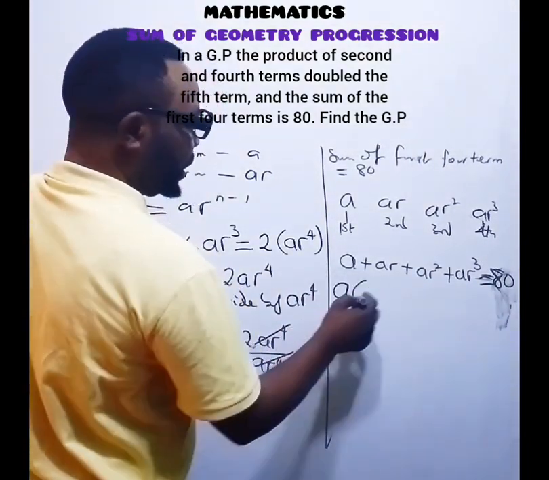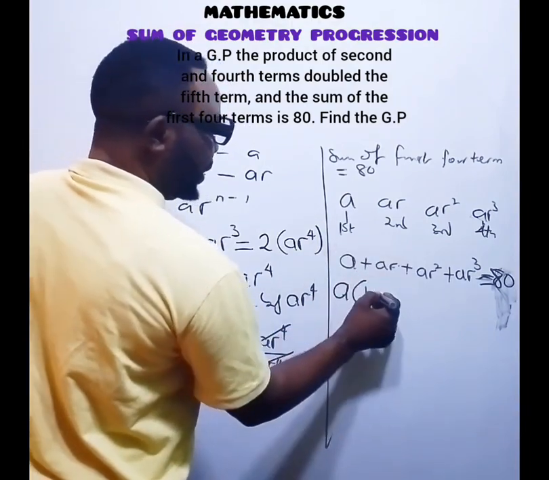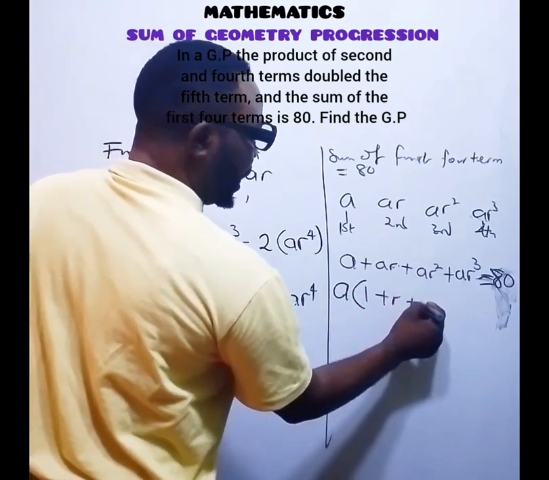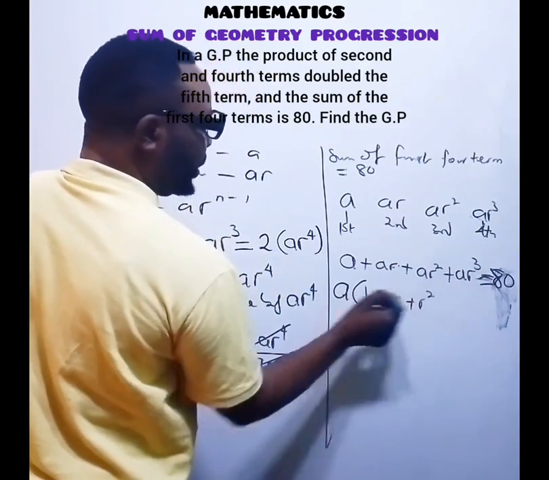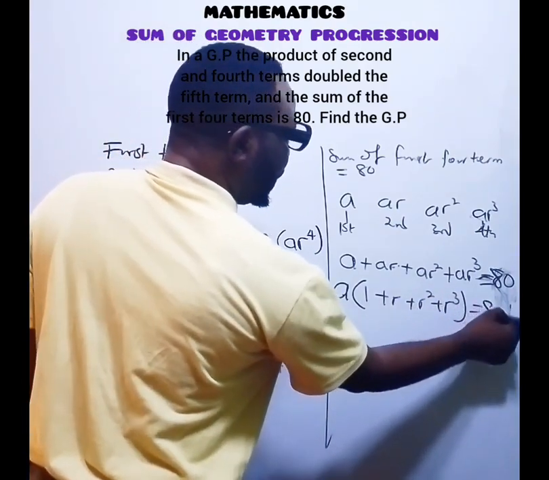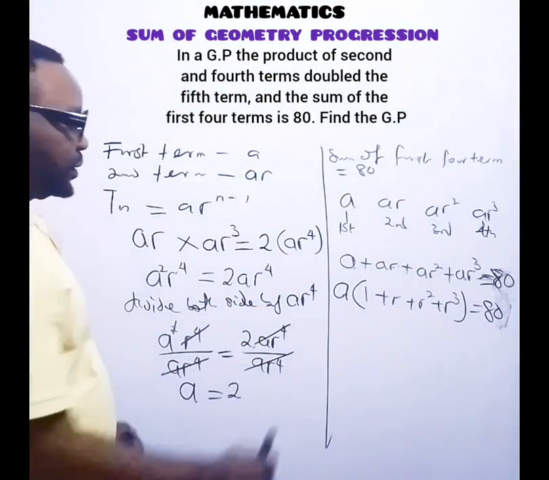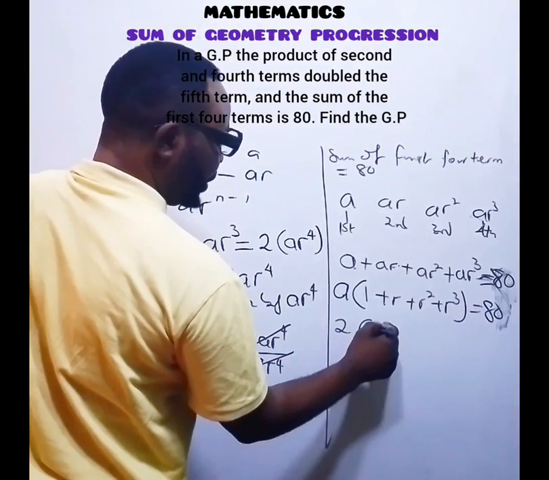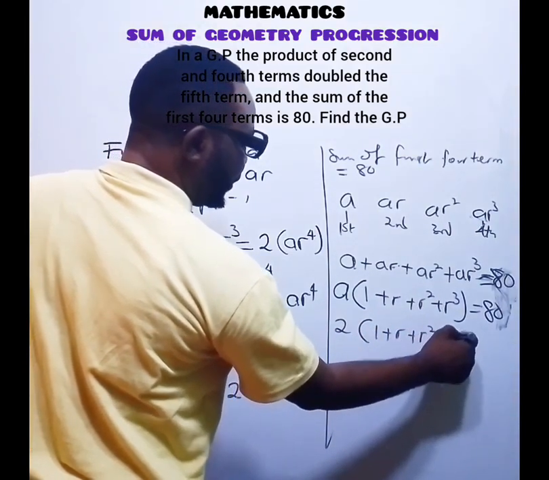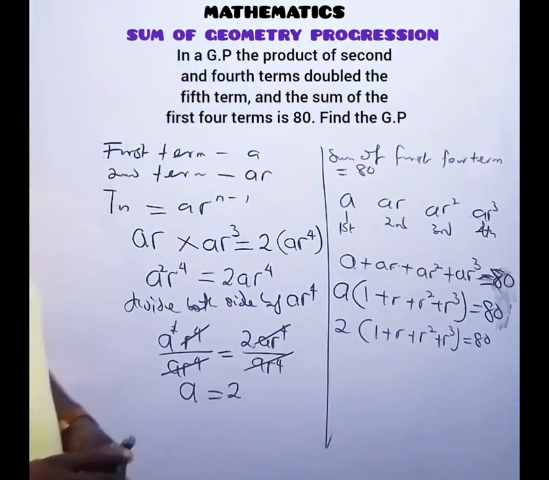We now have it as A, and A divided by A is 1. AR divided by A is R. AR squared divided by A, that is R squared. AR cubed divided by A, that is R raised to the power of 3. Close the bracket, is equal to 80. Don't forget the value we got for A here. We can now put it here. 2 into bracket 1 plus R plus R squared plus R raised to the power of 3 is equal to 80. That is what we have right now.